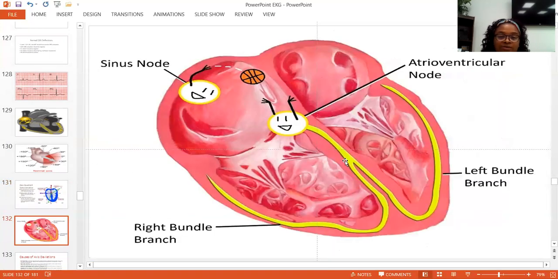And here's just another little illustration of our firing of our normal pacemaker, shooting down to the AV node, which is again going to pass it on down to the ventricles.